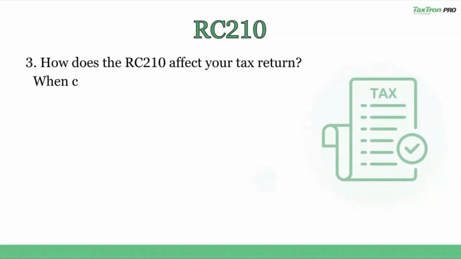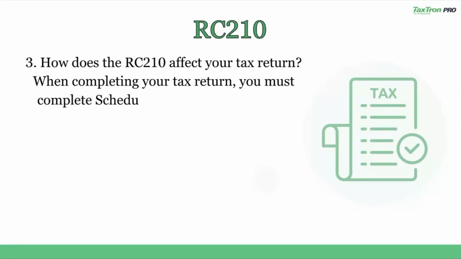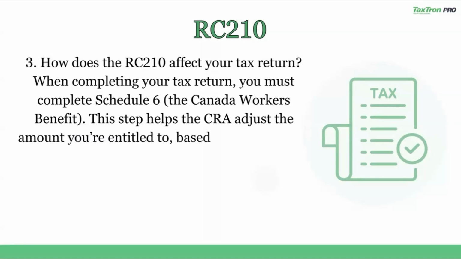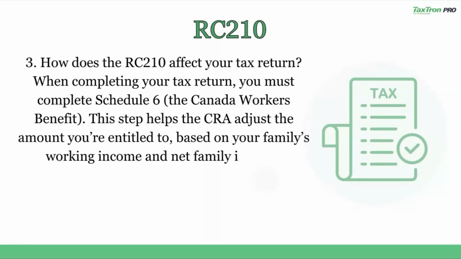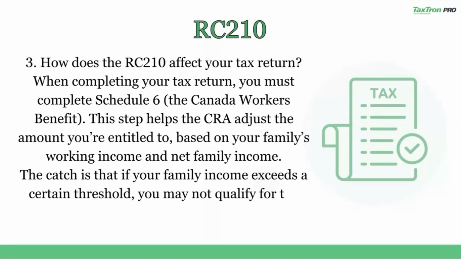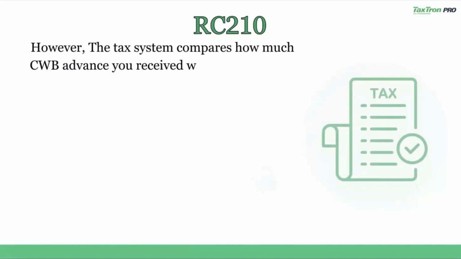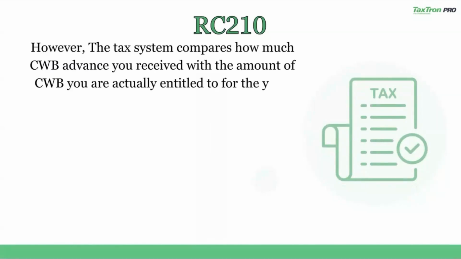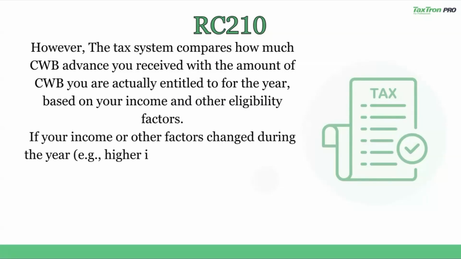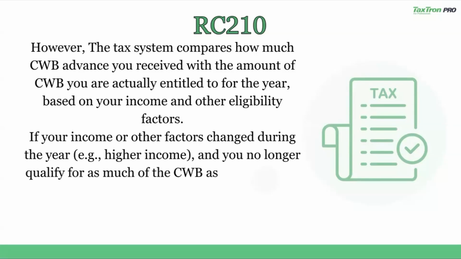How does the RC210 affect your tax return? When completing your tax return, you must complete Schedule 6, the Canada Worker Benefit. This step helps the CRA adjust the amount you are entitled to based on your family working income and net family income. The catch is that if your family income exceeds a certain threshold, you may not qualify for the CWB anymore. However, the income tax return compares how much CWB advance you received with the amount of CWB you are actually entitled to for the year, based on income and other eligible factors.